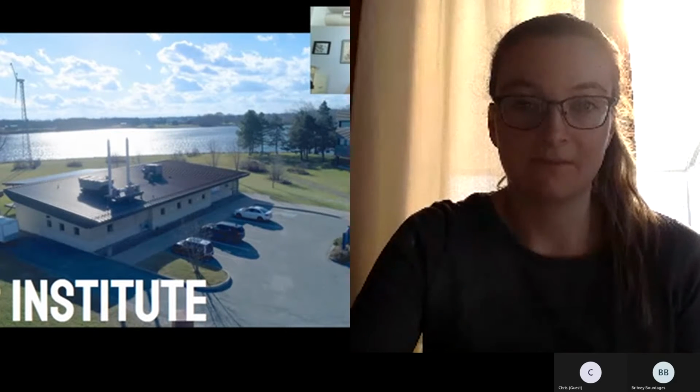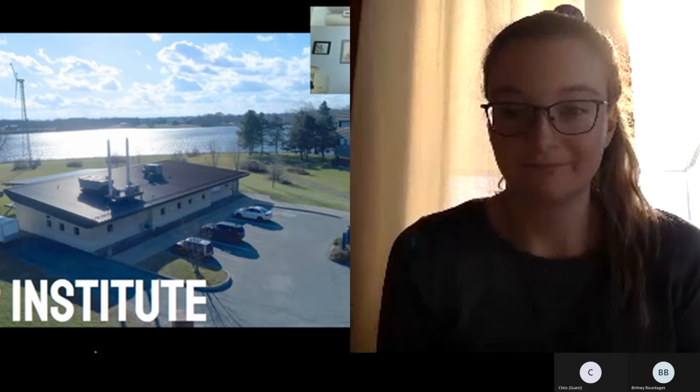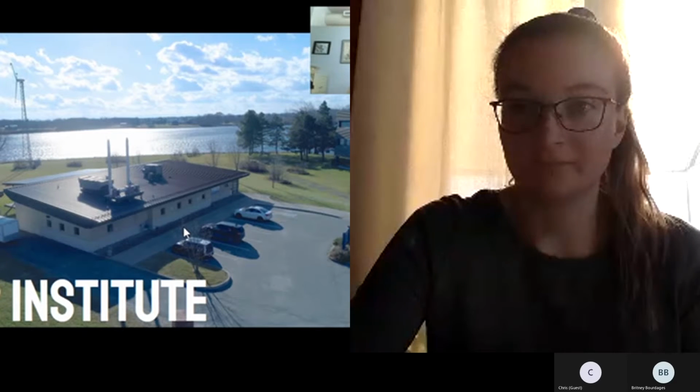Spotlight. There we go. Okay, so this is a nice picture of our building here. We're located right along the St. Lawrence River on the St. Lawrence College campus.